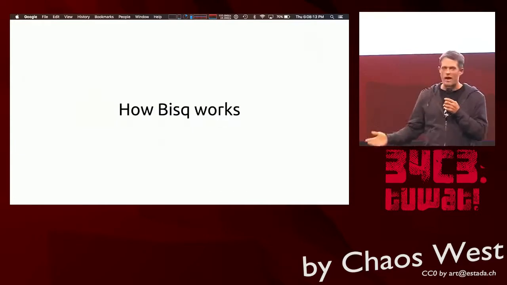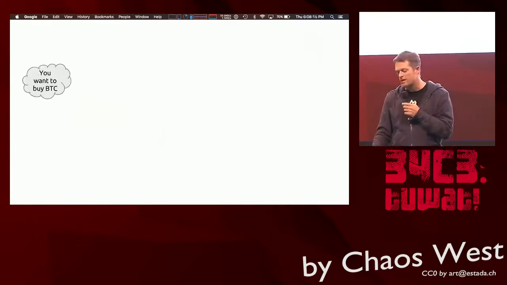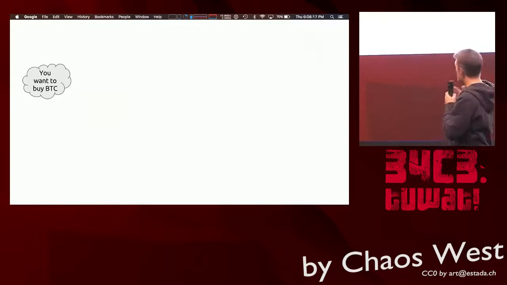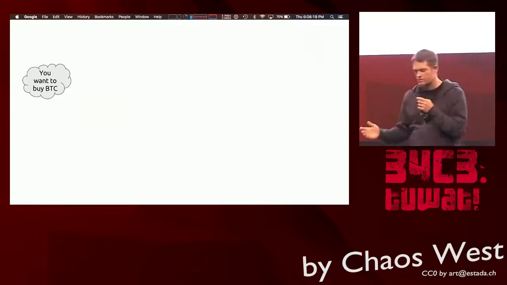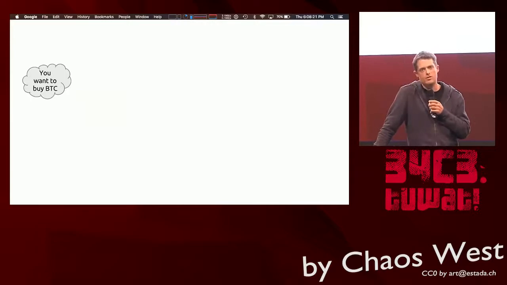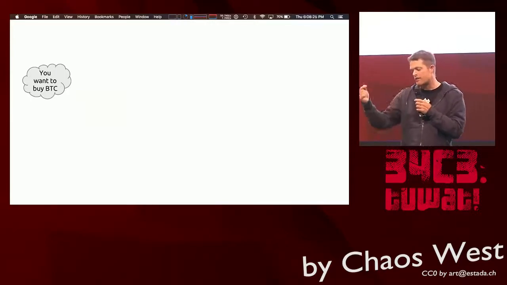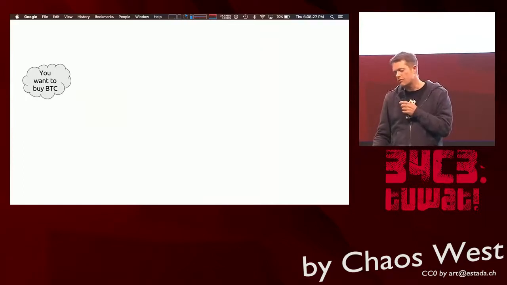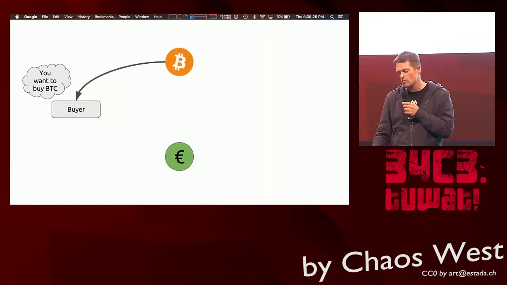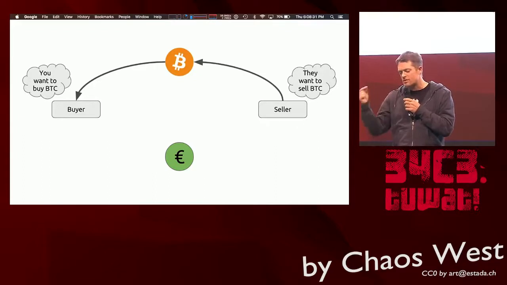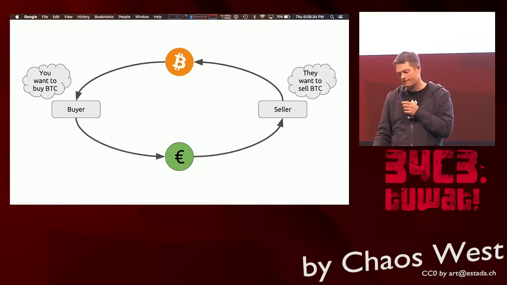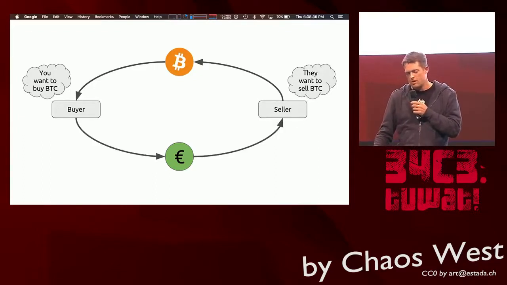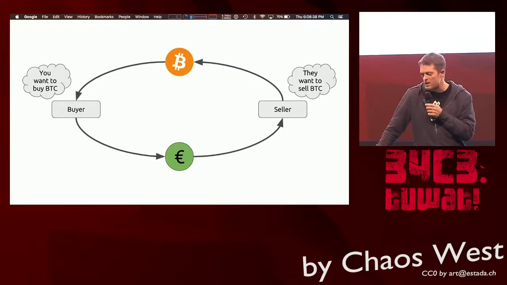So let's talk about how Bisq works. Here it is in a nutshell. Let's just imagine a scenario. You want to buy some Bitcoin, right? And you want to do it in exchange for euros, let's say. So in Bisq terminology, you're a buyer of Bitcoin looking for a seller of Bitcoin who will accept your euros as payment. So to complete such a trade using Bisq, you'd follow a series of steps similar to the following.